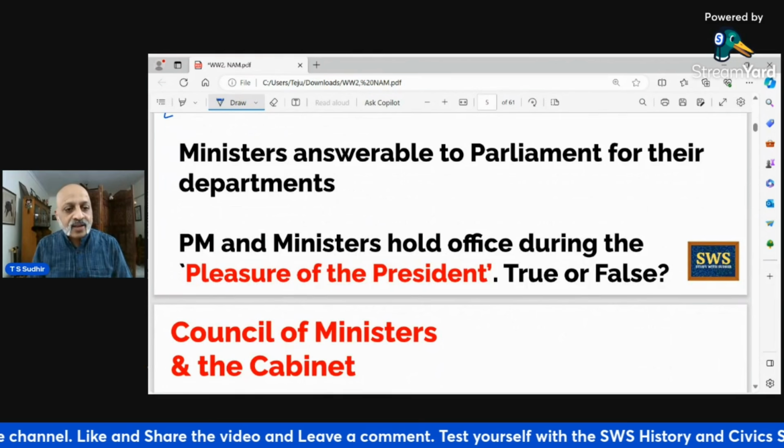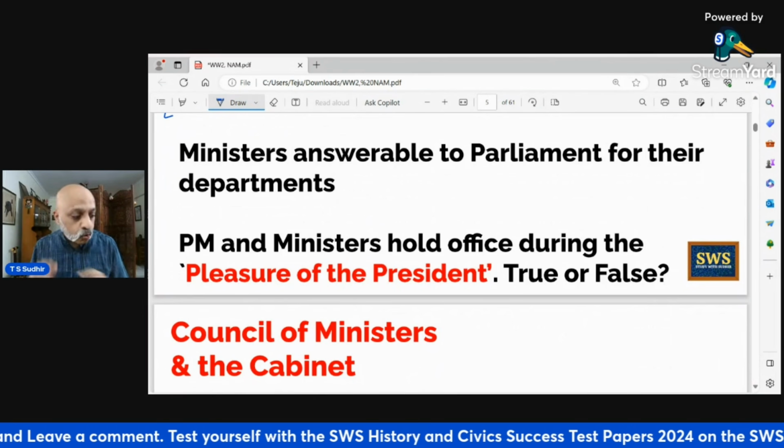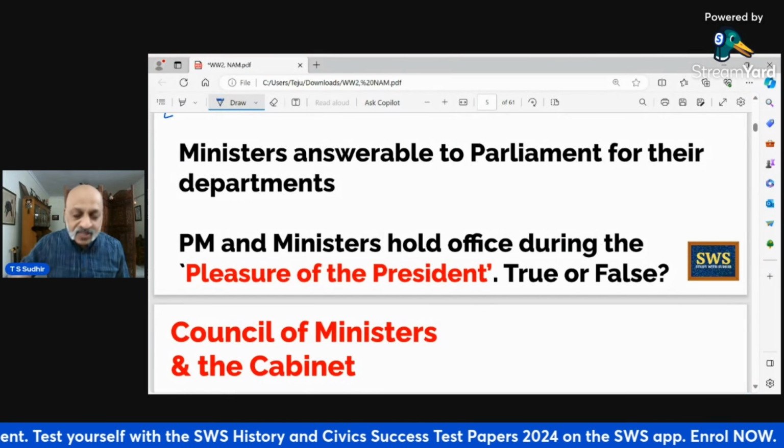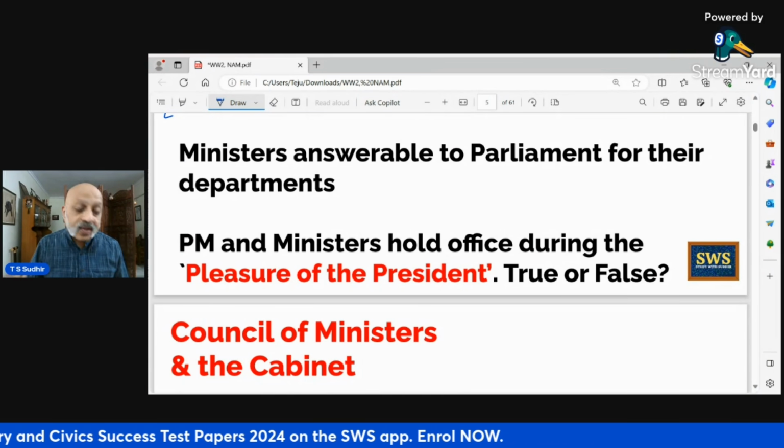The prime minister and the ministers hold office during the pleasure of the president. Is this true or false? Now, the president, obviously, as I just now explained, has very little power in this regard.